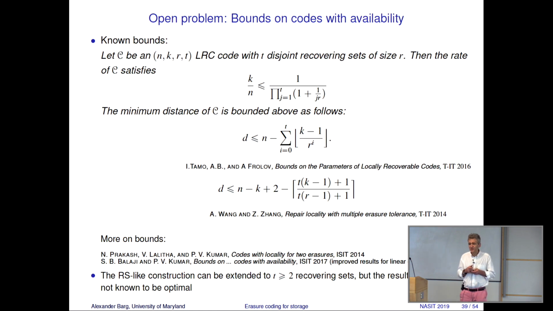What about the bounds? The question of bounds for codes with availability is a tricky one and a very much open one. This is one of the first bounds on the rate, a bound on the distance. So this is from the work with Zach a couple of years back. This is another bound, which is sometimes tighter than this one.